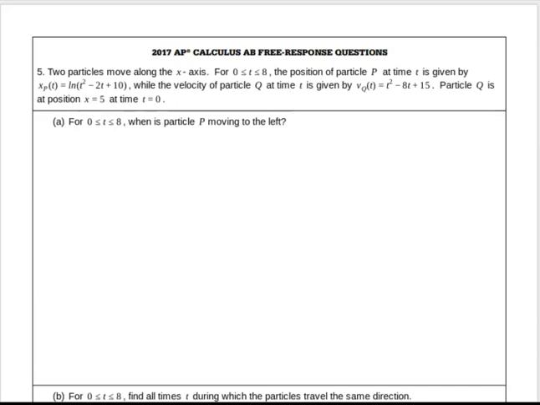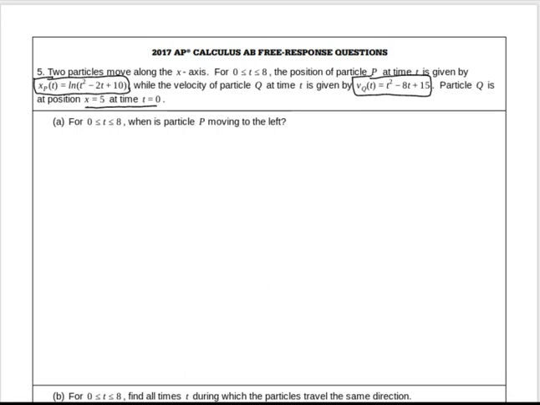Hey everybody, this is the 2017 AP Free Response question number 5. So we've got two particles moving along the x-axis on the interval 0 to 8. The position of particle P is given by this equation right here. The velocity of particle Q is given by this equation, and particle Q is at position x equals 5 at time t equals 0. So they give us the initial position for particle Q. In part A, they're asking for when particle P is moving to the left.